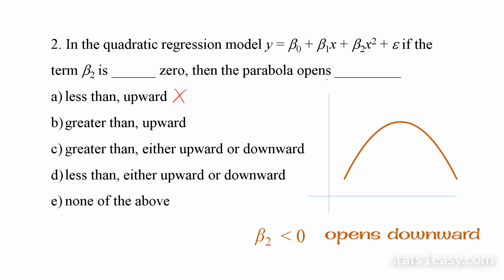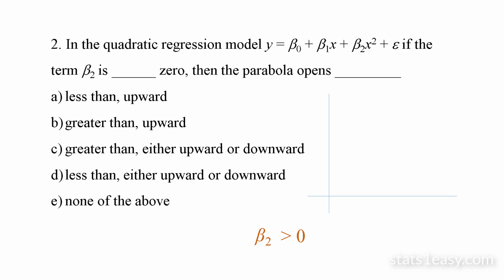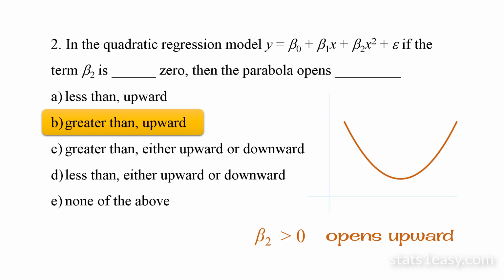So A is incorrect. Now if beta 2 is greater than 0, the parabola will open upward. So the best answer here is B. When beta 2 is greater than 0, the parabola opens upwards.